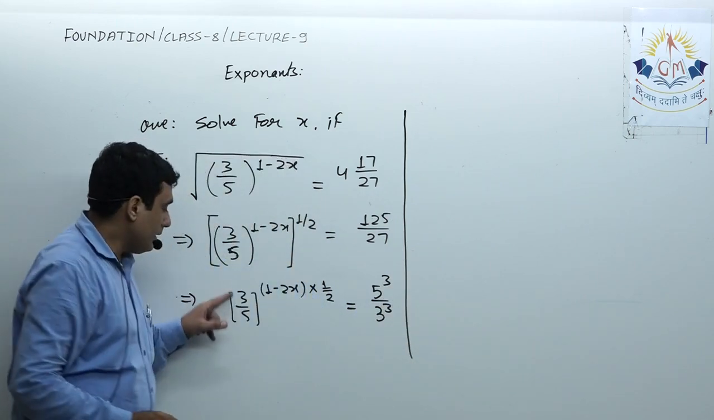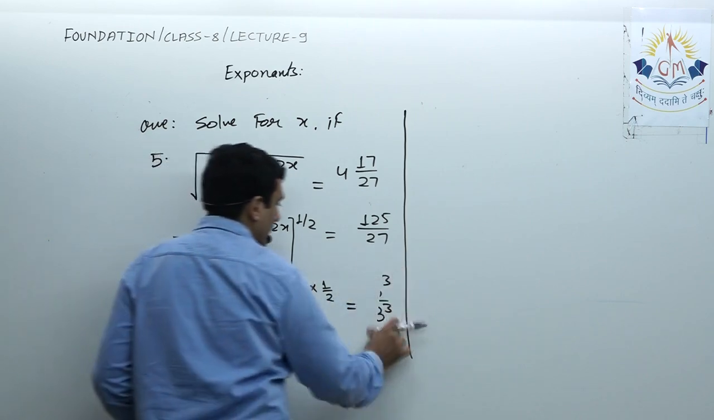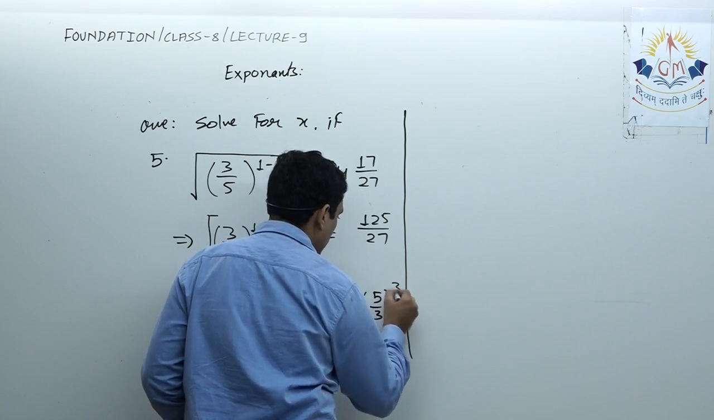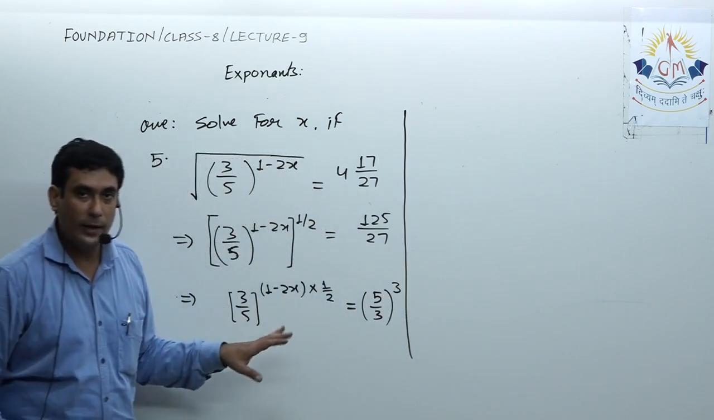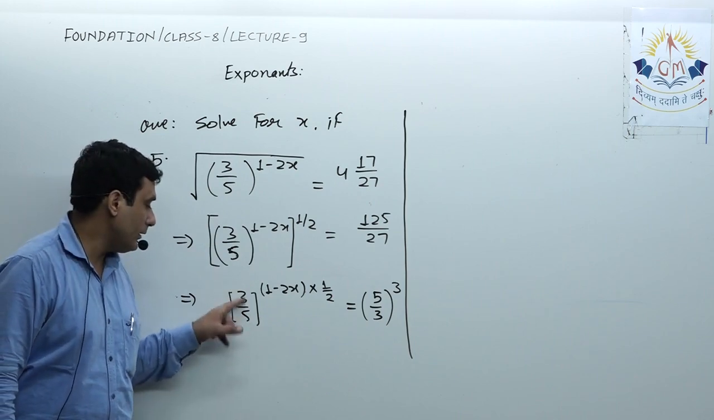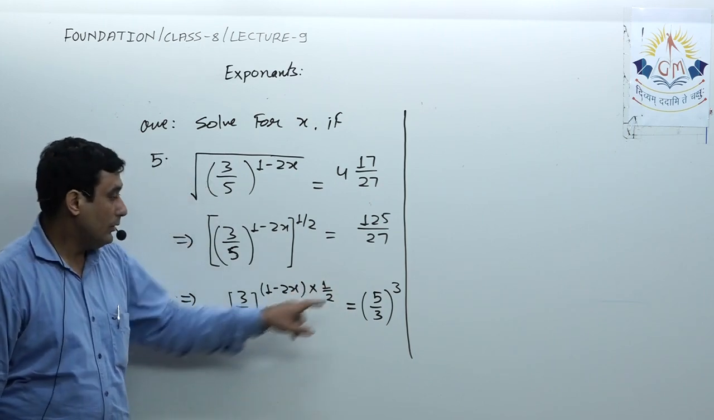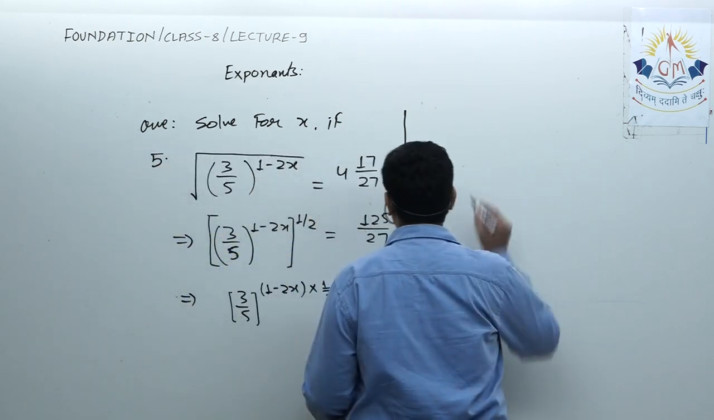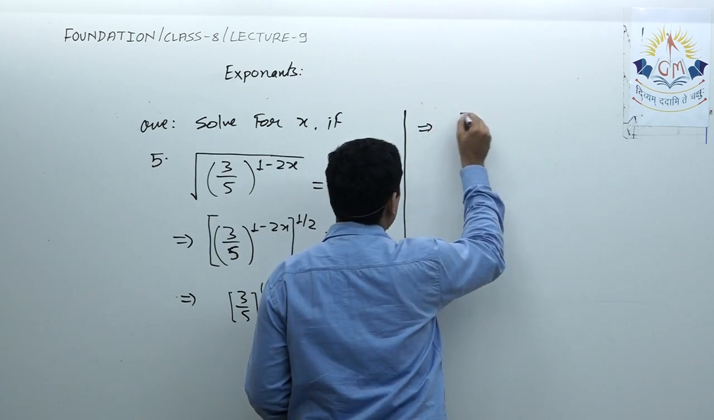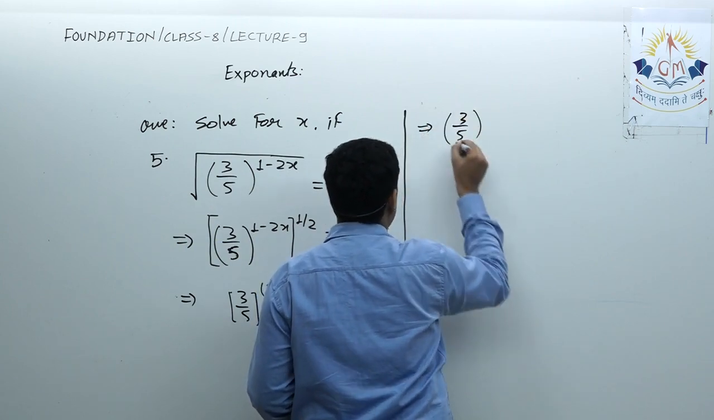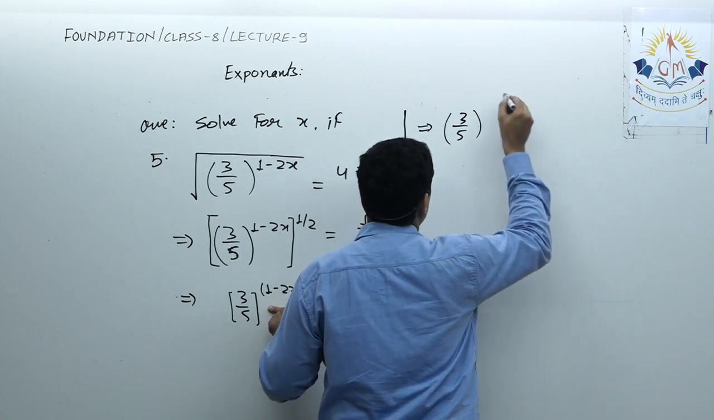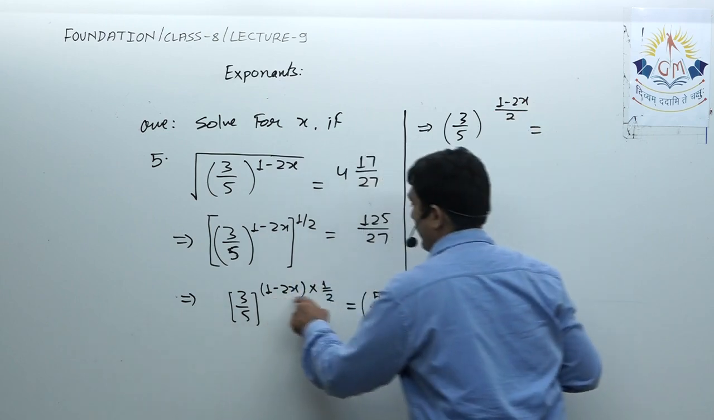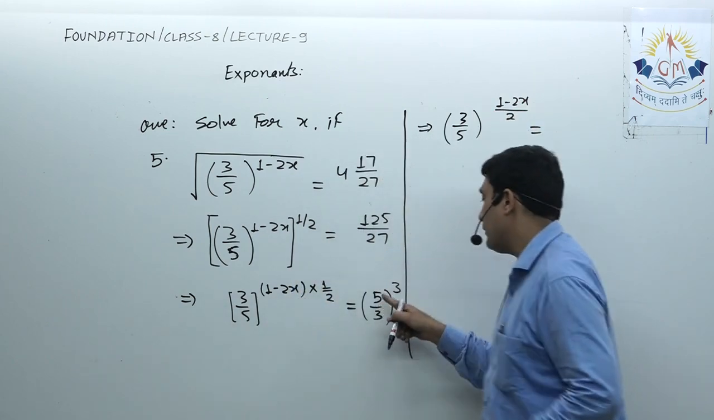Okay, so see, here it is 3 by 5, but over here if I write this in this way, 5 upon 3 whole cube. So they are definitely not exactly the same, but they are near to each other. This is 3 by 5, this is 5 by 3. So I can convert this 5 by 3 into 3 by 5 by making a small change. What I have to do for this, see here first of all 3 by 5 raised to 1 minus 2x upon 2.